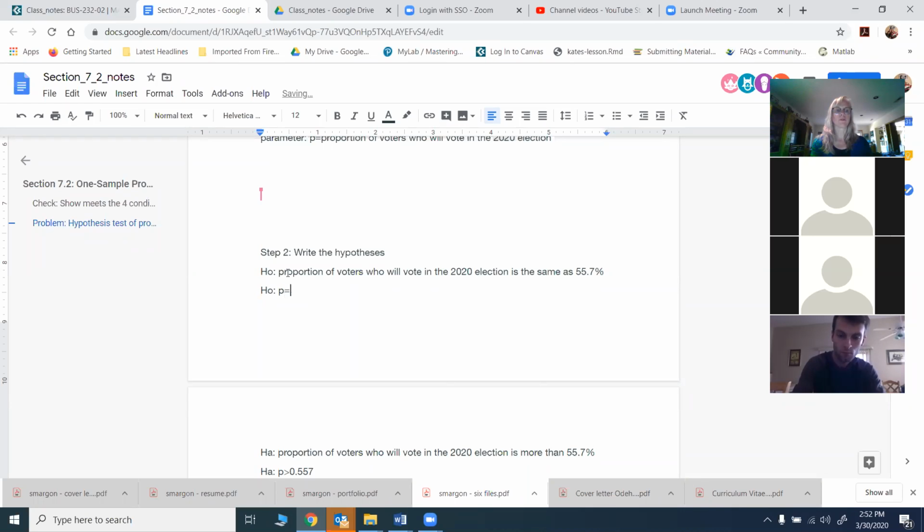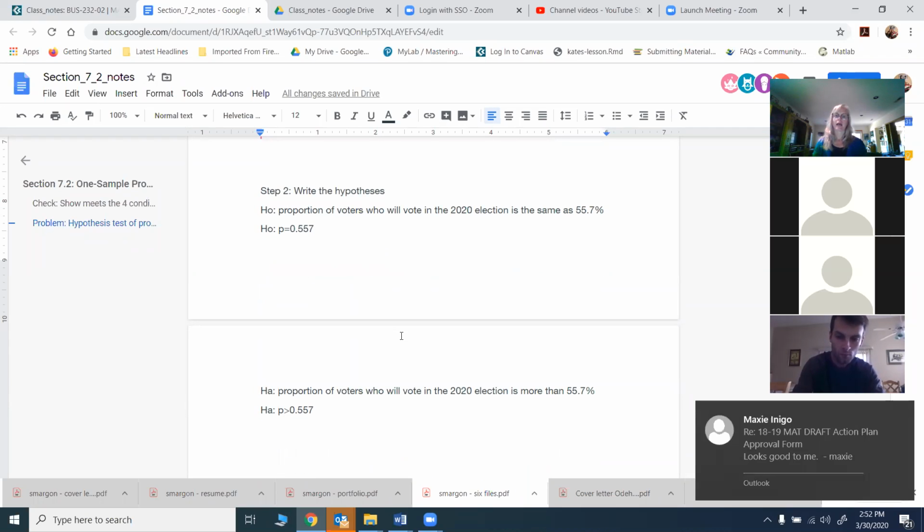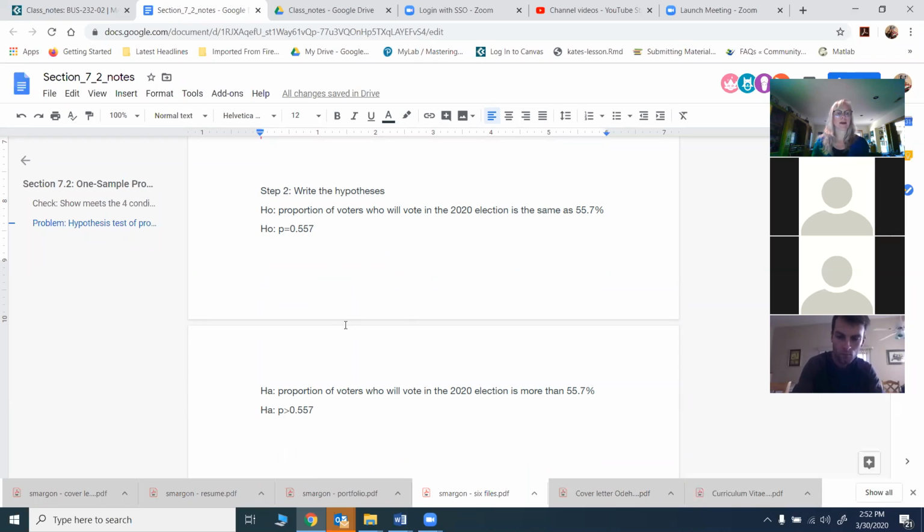p equals 0.557. And we're just ignoring the chance of p being less than 0.557. We're just ignoring that. Not really worrying too much about that right now. You can actually, if you wanted to, write less than or equal to here. And a lot of people do. I prefer not to, but a lot of people actually will write less than or equal to.